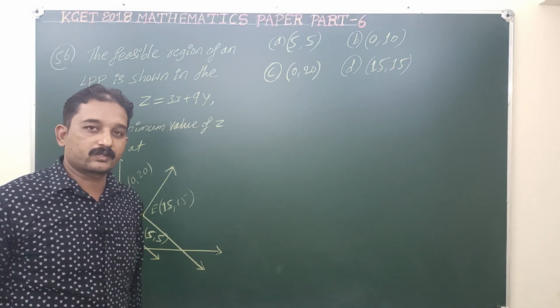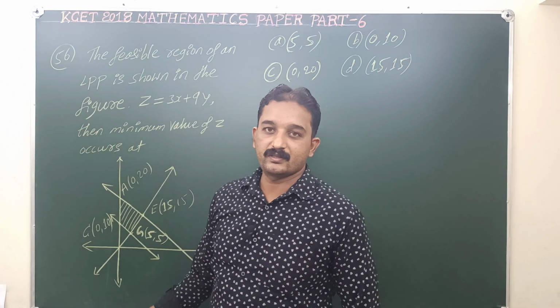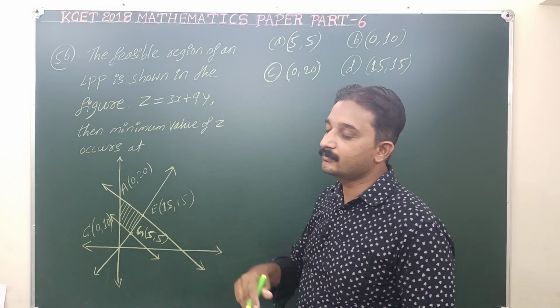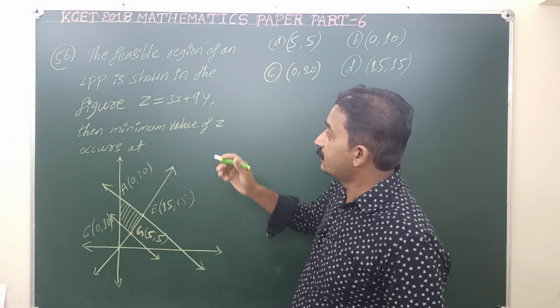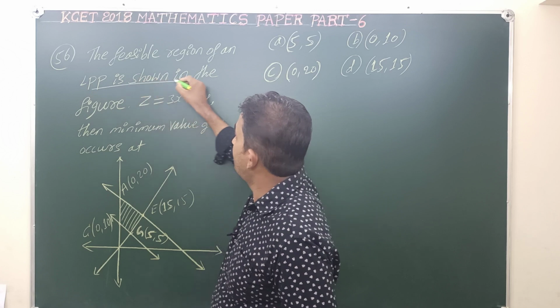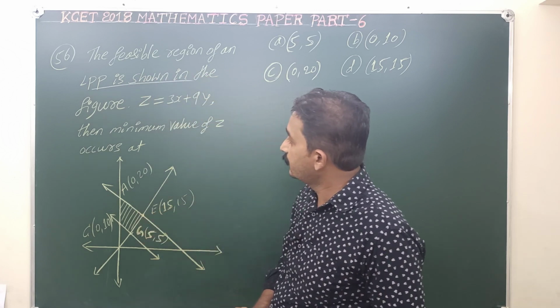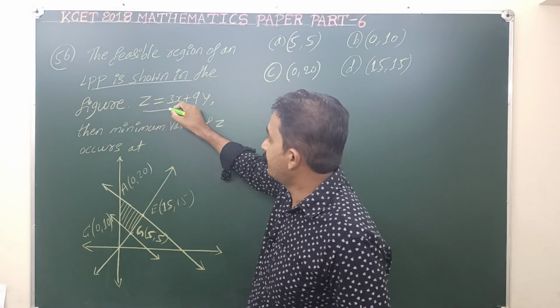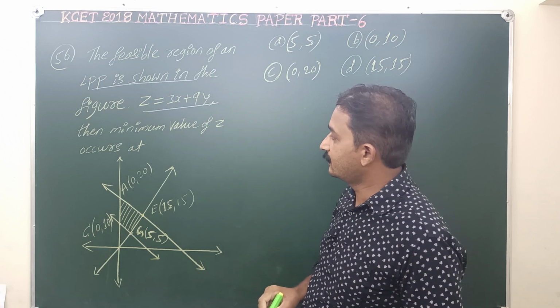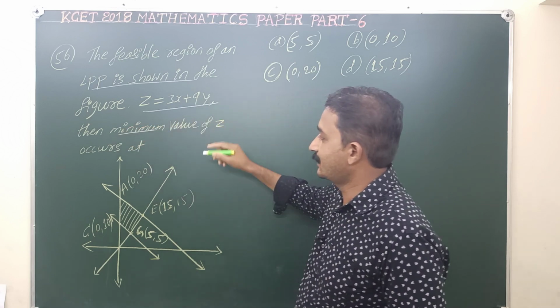So now let us move on to question number 56. This question is based on the chapter linear programming problem. Let us see the question. Here, the feasible region of the LPP is shown in the figure. This is the feasible region. The objective function is given, z is equal to 3x plus 9y. Then find the minimum value of z; it occurs at what?